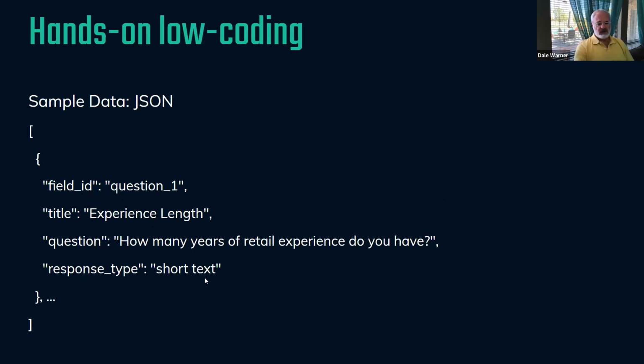We're doing a job application for a cashier, and so we're going to ask questions related to that. And then the fourth element is, what kind of thing are we expecting? In this case, we're going to expect a short text answer. They're going to type whatever answer they type. That's what we're going to record. And so that's one field.